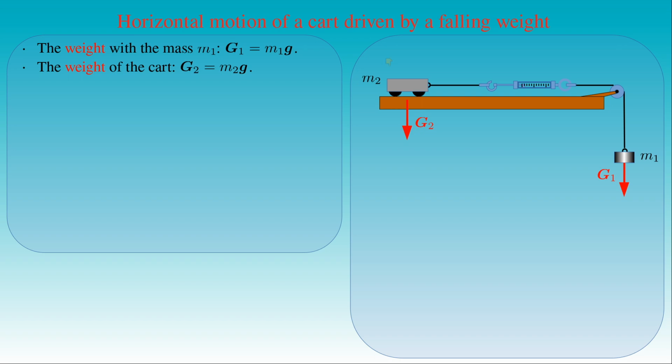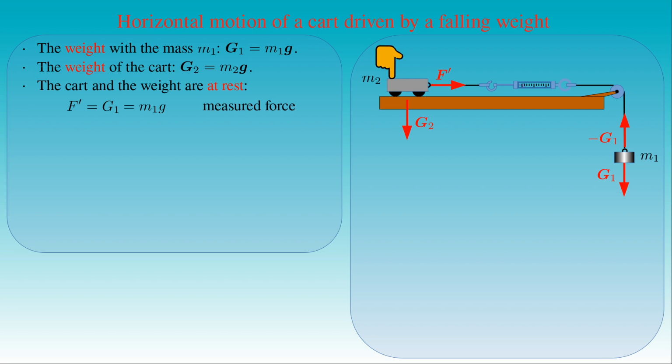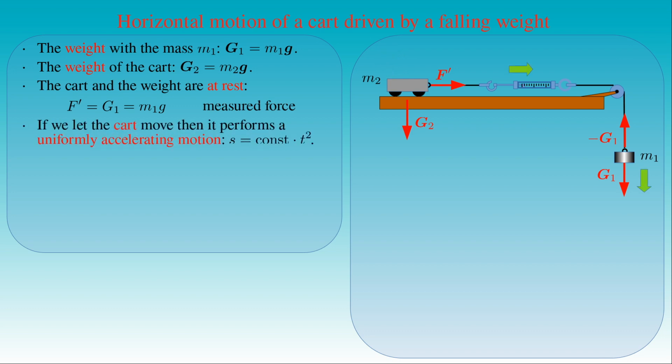In this setup, the cart is held in the same position on the table so that the whole system is at rest. If the mass of the spring scale is much smaller than the total mass of the weight and the cart, the magnitude of the force F' exerted on the cart by the string is equal to the magnitude of the weight G1. Then the magnitude of the force F' is equal to the mass M1 of the weight times the magnitude of the gravitational acceleration g, which is measured by the spring scale. If we let the cart move, then it performs a uniformly accelerating motion, that is, the distance covered by the moving cart is directly proportional to the square of the time t measured from the beginning of its motion.